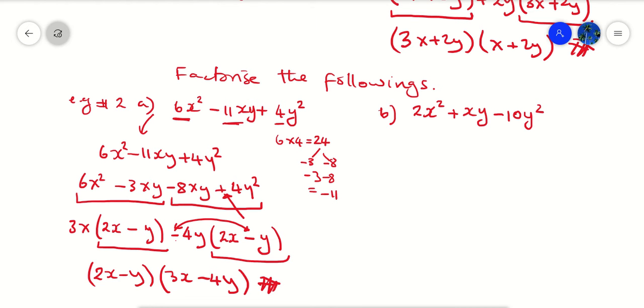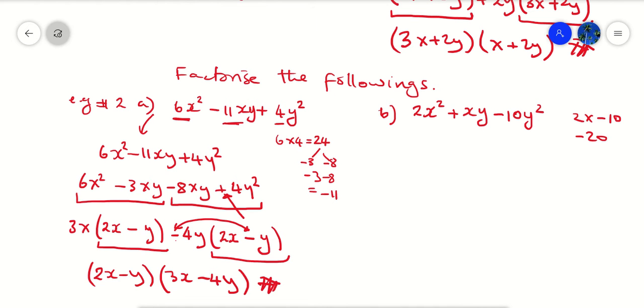Let's do part B of this example. Again, what do we have? We multiply the coefficient of square terms, which is 2 times minus 10. 2 times minus 10 will give me minus 20. But I need to find the factors of minus 20. If I add or subtract them, they will give me, basically, here the coefficient of the xy term is just 1. So they will give me 1.